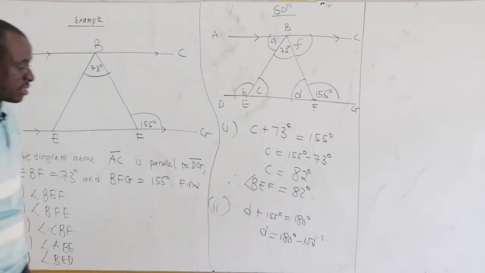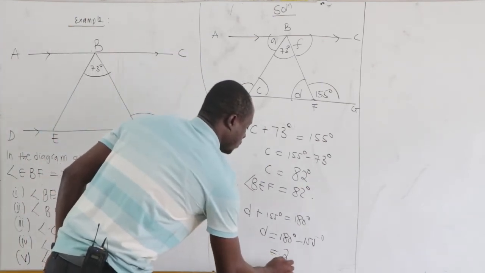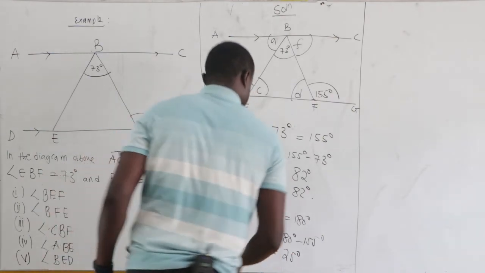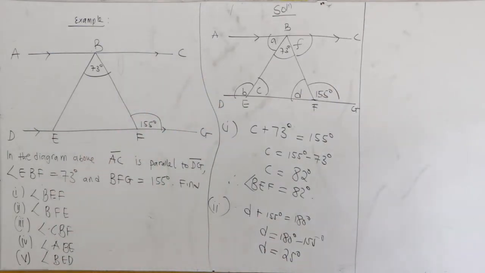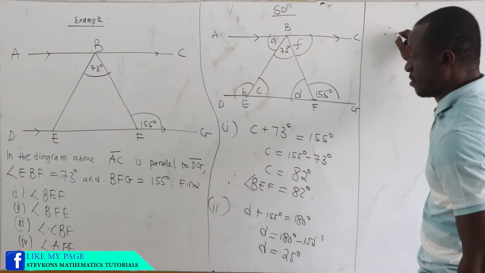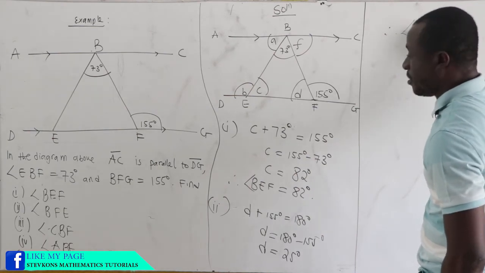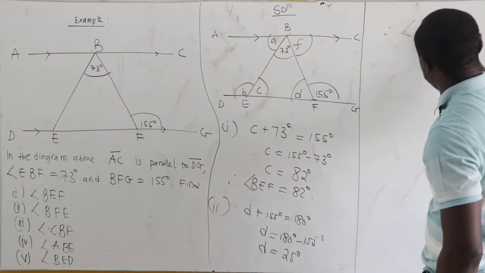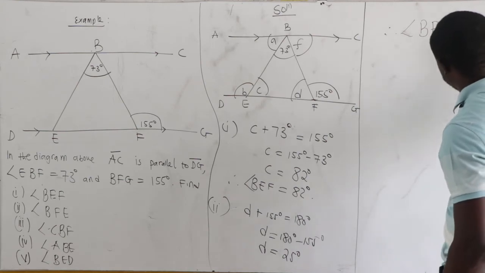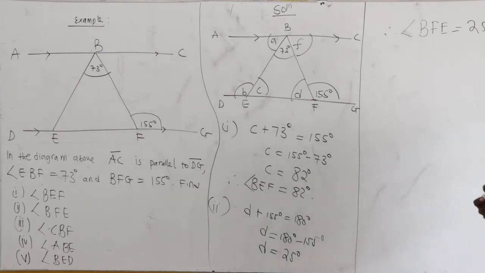And then 180 minus 155, this is just 25 degrees. So our D is equal to 25. So the angle over here is equal to 25 degrees. Hence, we are going to define the BFE, which is 25 degrees. Now, what's the next one?